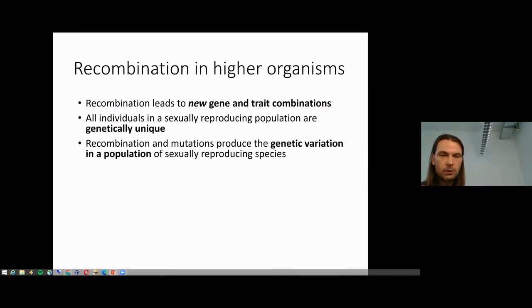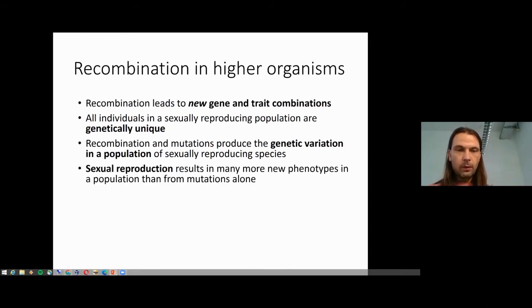And together with mutations, it reproduces genetic variation in a population. This is the variation which Darwin and his contemporaries had no idea how it originates. It is important to understand that sexual reproduction results in many more new phenotypes in a population than would result from mutations alone. So think about your siblings, if you have them, or relatives, everybody looks different. And this goes back not necessarily to mutations, but to recombination.